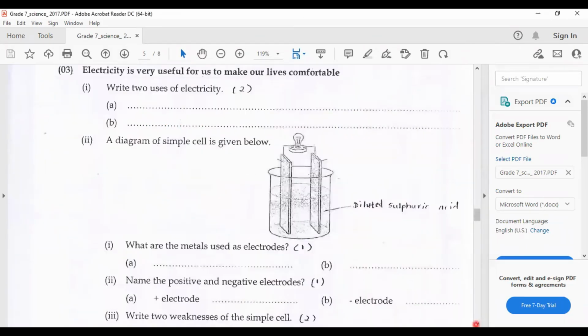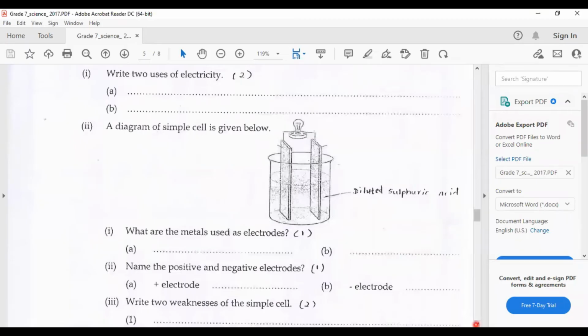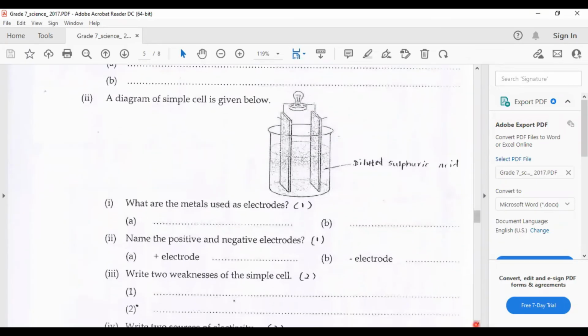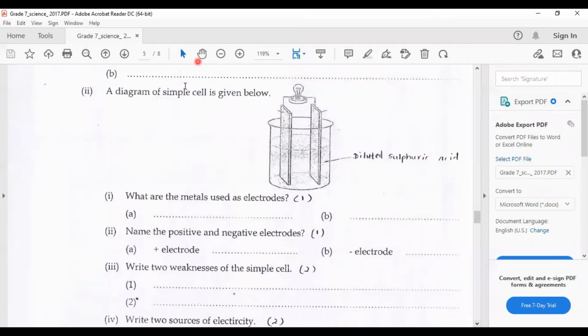Problem number 2. A diagram of a simple cell is given below. What are the materials used as electrodes? Here in the simple cell, the materials used as the electrodes are a zinc sheet and a copper sheet. Zinc and copper. Name the positive and negative electrodes. The positive electrode is the copper electrode and the negative electrode is the zinc electrode.